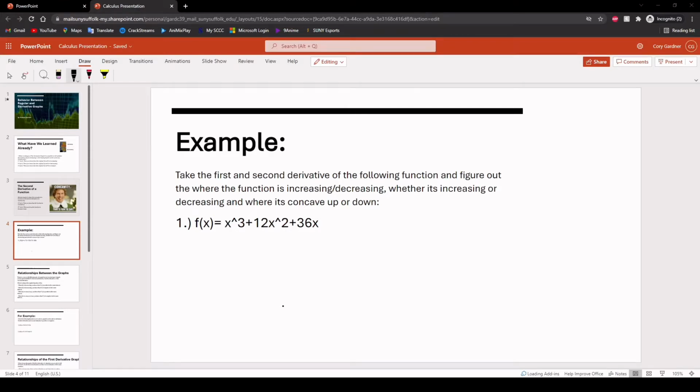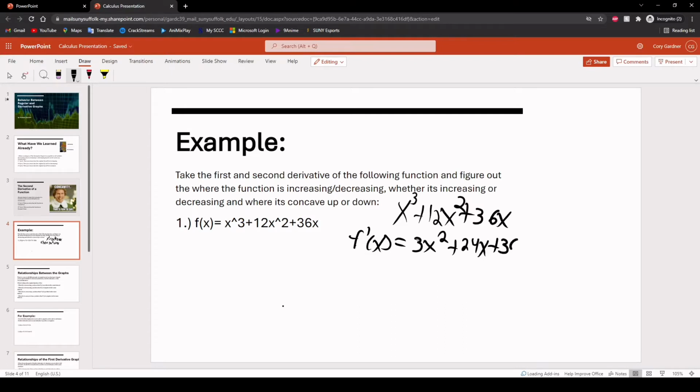So now, I'm going to start going over it. First, we're going to start by taking the first derivative of this function. Doing a basic power rule, I'll rewrite it because I know the carets don't exactly do a great job. So we have x cubed plus 12x squared plus 36x. Knowing that, we're going to take the first derivative, so f prime of x equals 3x squared plus 24x plus 36.